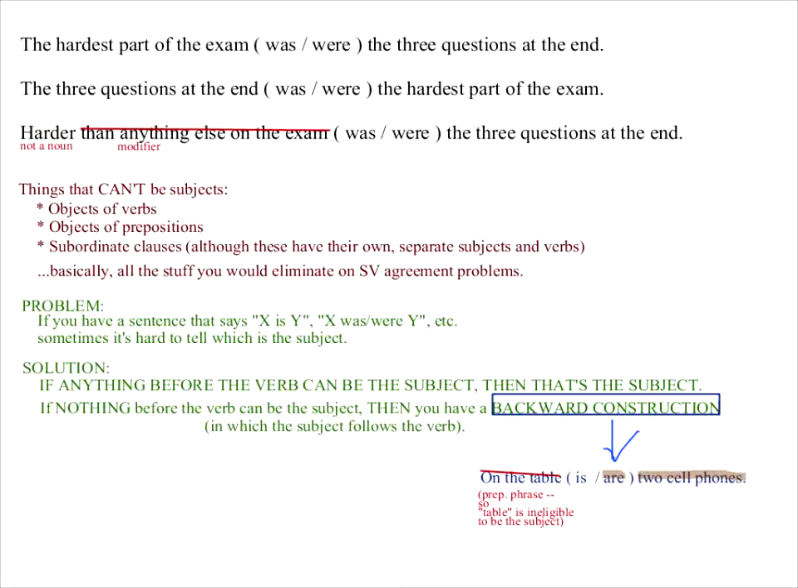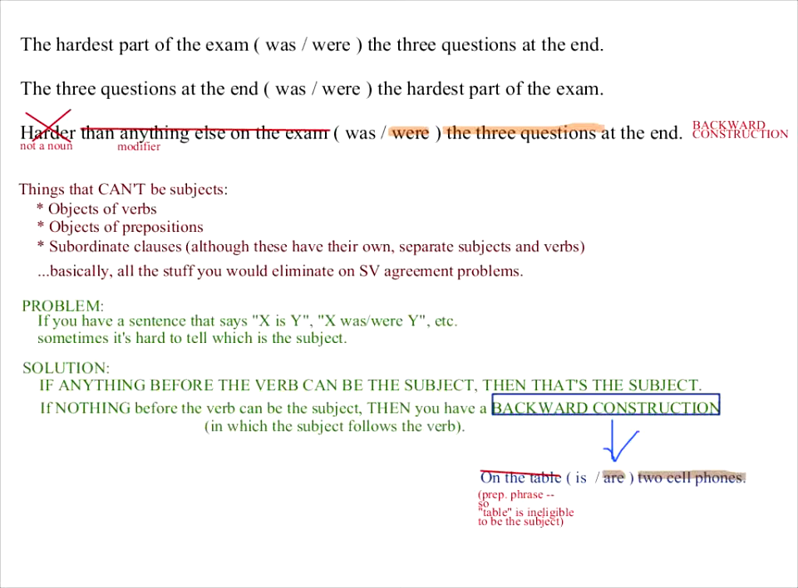So there's nothing in front of this that can be the subject. Because there's nothing in front of the verb that can be the subject, we are forced into a backward construction. And so the subject, as many of you pointed out in this case, is the 3 questions at the end. So the 3 questions in particular. And so the harder than anything else on the exam were the 3 questions at the end.